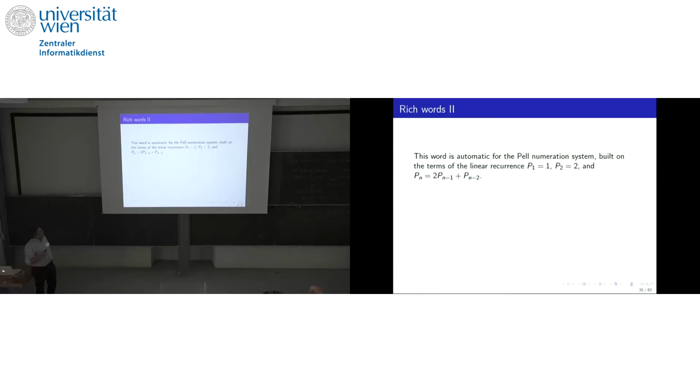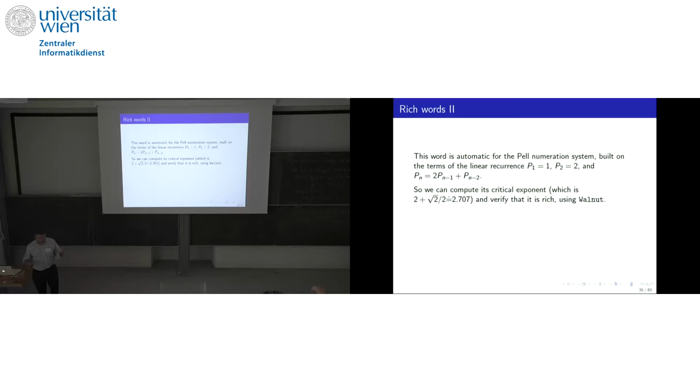And it turns out that this word is automatic where we have to use a different numeration system, the so-called Pell numeration system. The Pell numeration system is just like Fibonacci numeration system, except it's built on a slightly different linear recurrence. So we can compute the critical exponent of this word, which turns out to be 2.707, that is, 2 plus root 2 over 2, and we do that with this slightly heuristic method that I said, but it's not too hard.